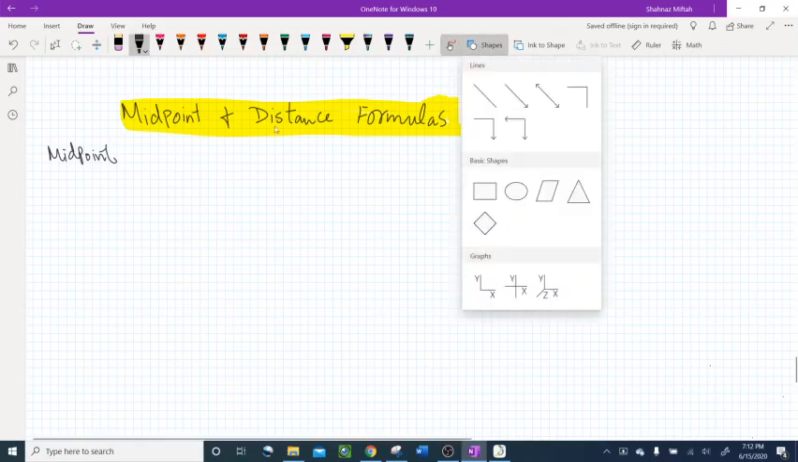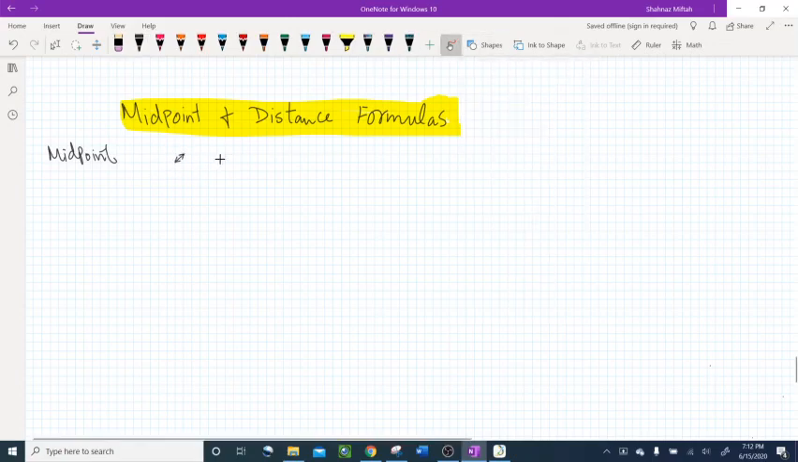For example, I have this segment, and I have points. For example, this is point A, and this is not on scale. I'm just trying to show you how we get the formula. This is point A, this is point B. The coordinate for point A is small a, and the coordinate for point B is small b. This is a midpoint. Again, it's not on scale.